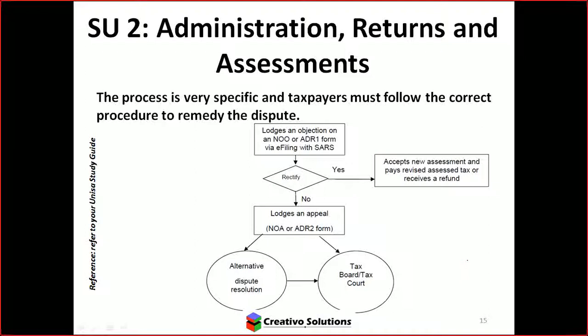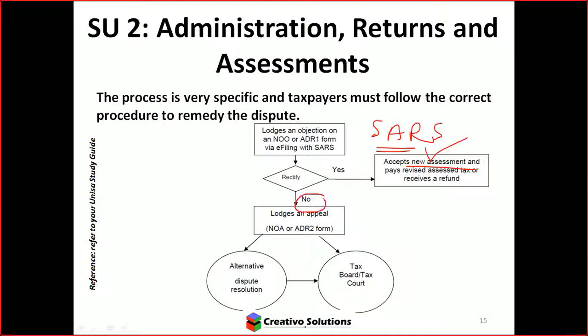Alright, then I've just put a diagram here again. It comes straight from the textbook. They're very, very good in terms of summaries. So if you lodge an objection and it's rectified, then you accept the new assessment and everybody moves on. Who is that dealing with? SARS. Yes, sir. The company and SARS will deal with that objection.